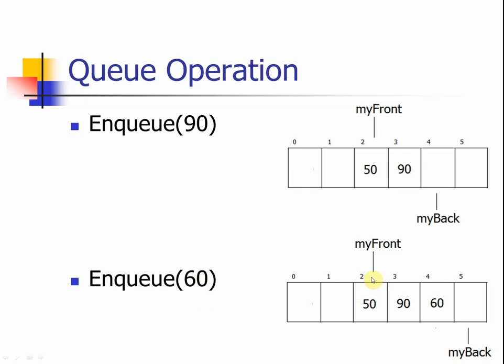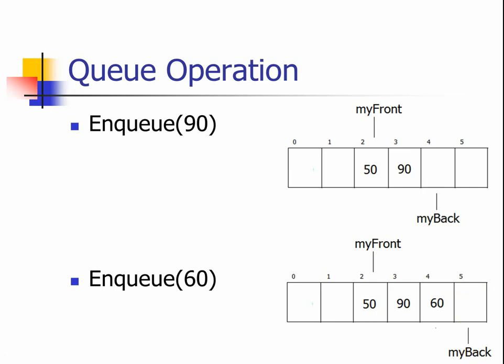Of course, if we look into this example again, when we try to do the dequeue, my front will move to the next location. If we do one more dequeue, my front will move to the next location. And if we do dequeue one more time, my front will move over here, indicating that it is an empty situation. So our front and back pointing at the same location still gives us an empty queue situation.